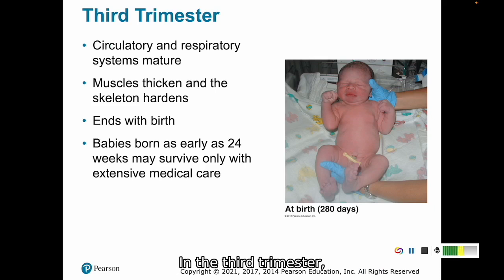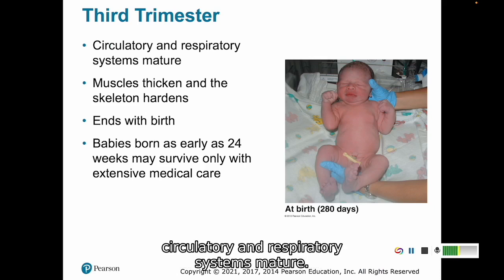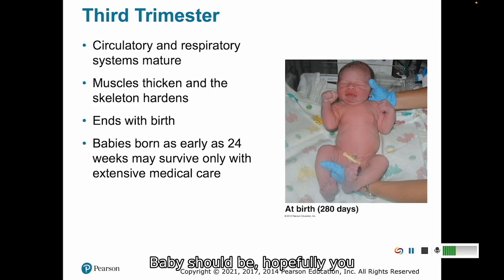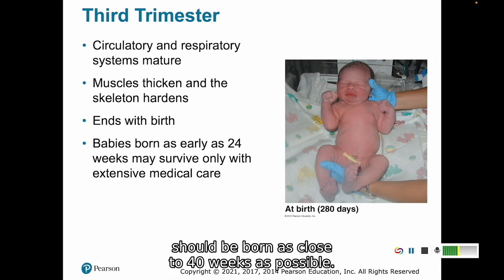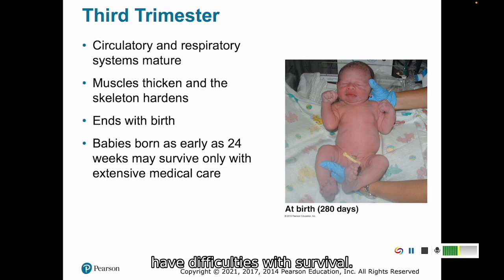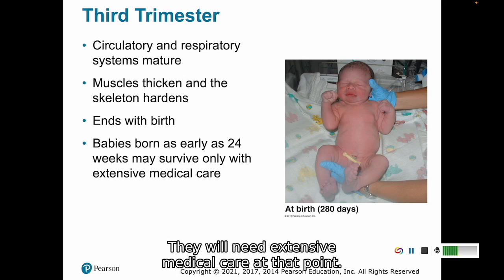In the third trimester, circulatory and respiratory systems mature. Those are the last systems to really fully mature. Muscles thicken, skeleton hardens. The third trimester ends when the baby is born. Baby should be born as close to 40 weeks as possible. Babies that are born before 24 weeks have difficulties with survival. They'll need extensive medical care at that point.